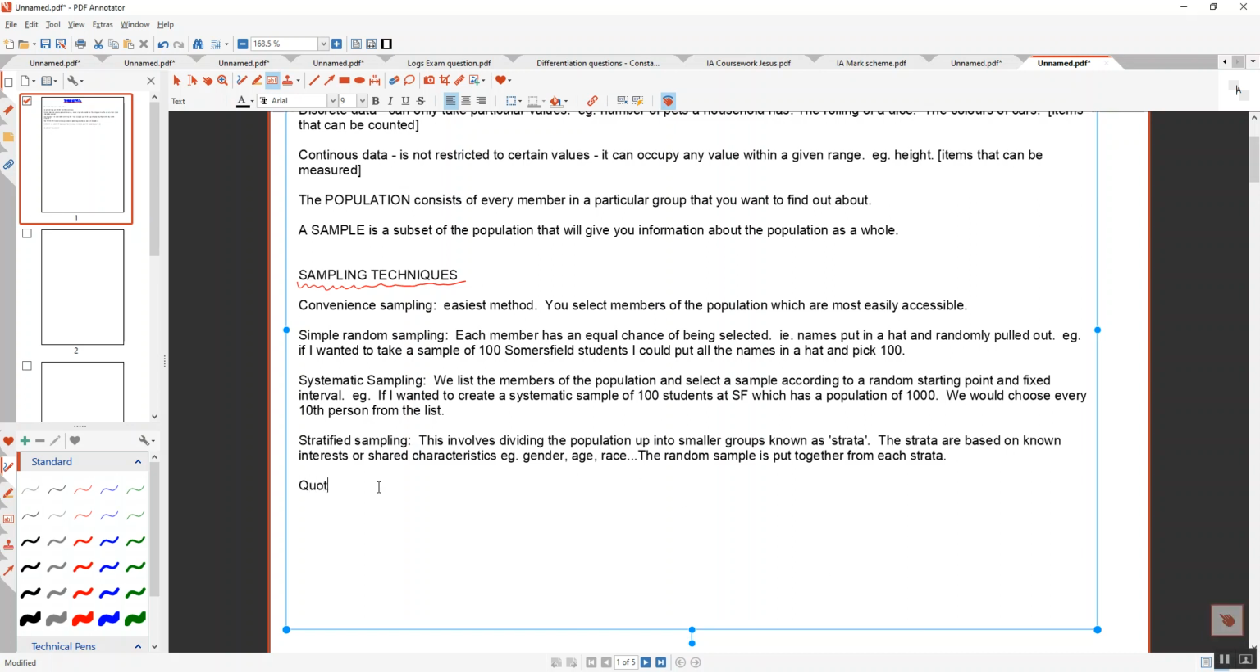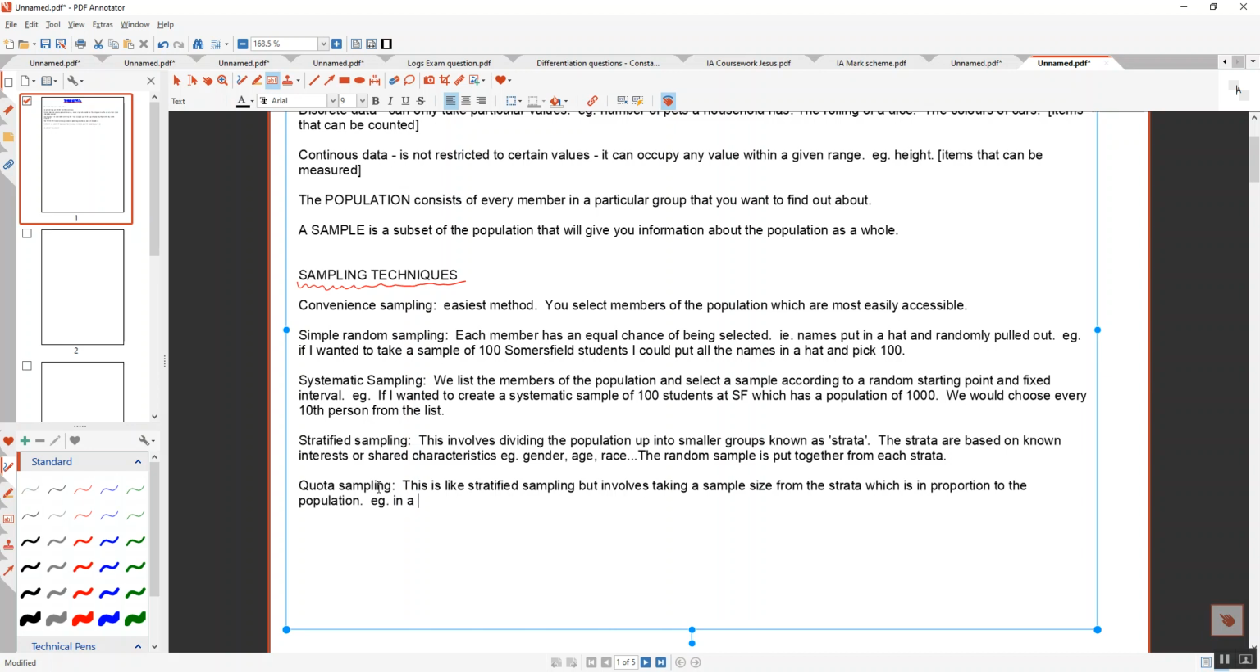Okay, the last one is quota sampling. Okay, so this is like stratified, but involves taking a sample size from the strata which is in proportion to the population.